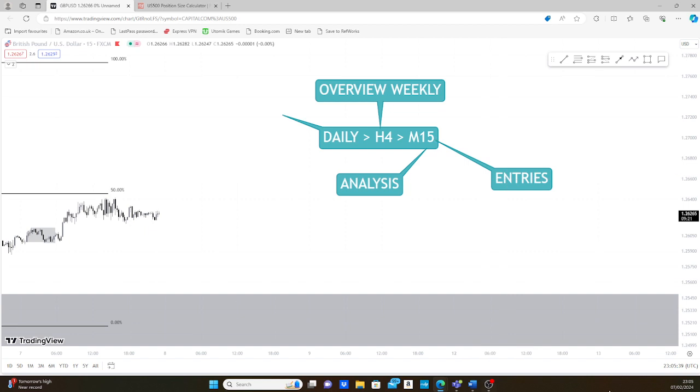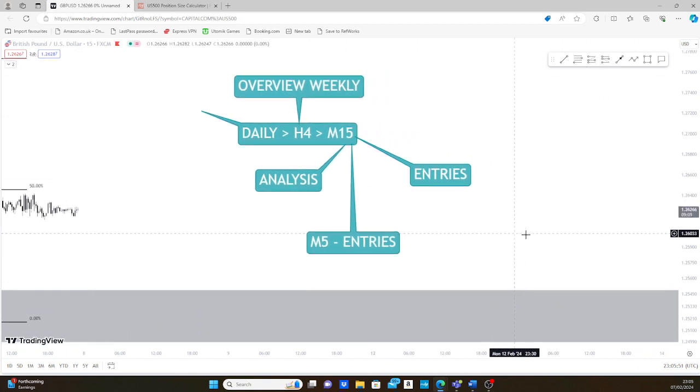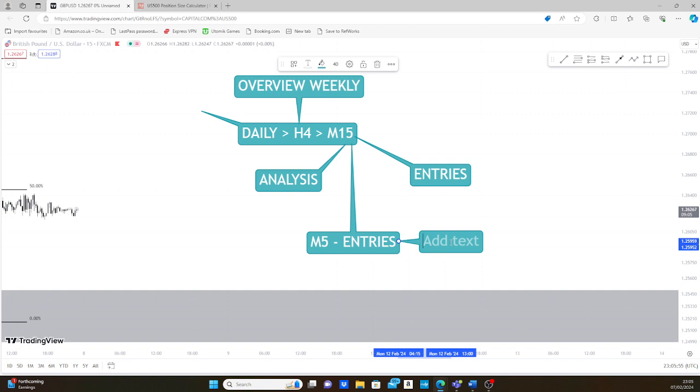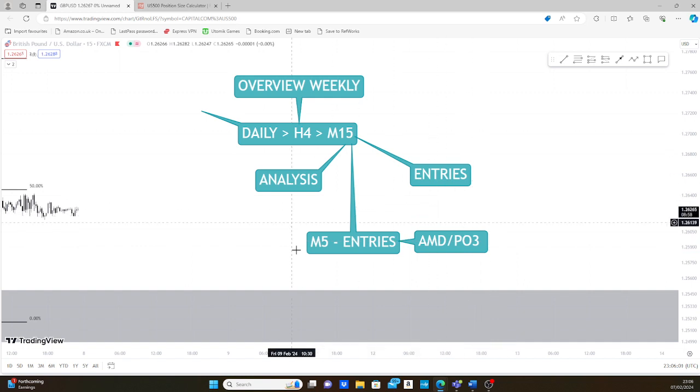Right. So I'm sure a lot of people are wondering, what's the next time frame? Well, the next time frame after this is the M5 time frame, and that is used strictly for entries. So that's where your power of three comes in, the AMD, the accumulation, manipulation, and distribution, which I've done many videos on. So please check those out as well. So this is the entry time frame. The AMD or the power of three model is what's utilized here on the M5 time frame.